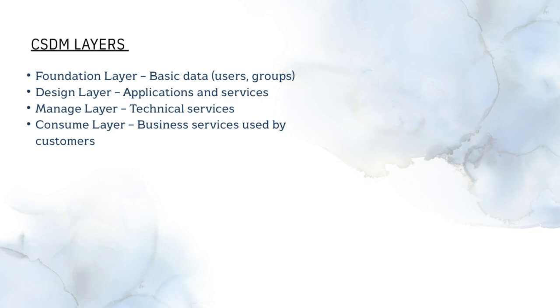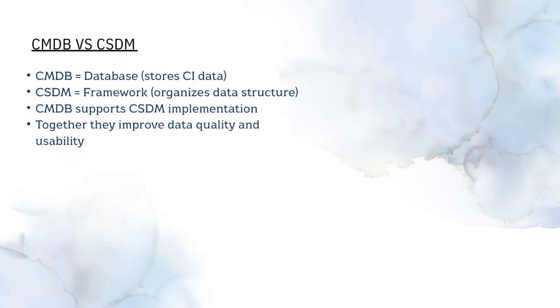Understanding these layers helps us see how data flows through our organization, from the foundational data to the actual services that impact our users. It also highlights how each layer builds on the previous one, ensuring a structured and efficient approach to service management. This layered approach is key to aligning IT with business needs and ensuring clarity across all levels. Now, let's look at the difference between CMDB and CSDM.